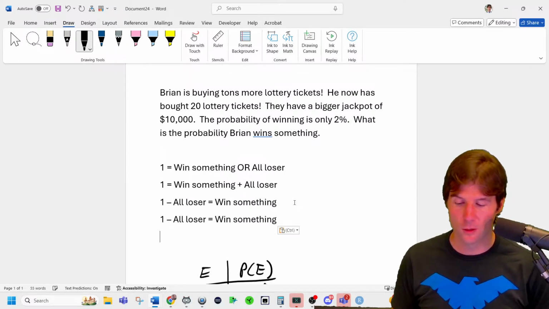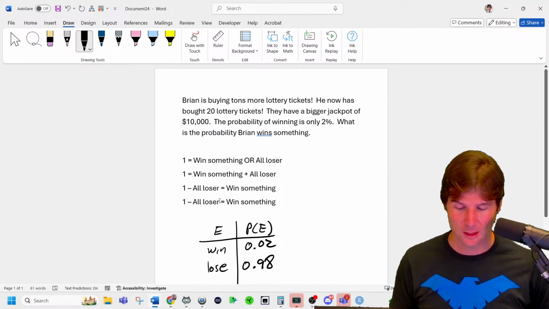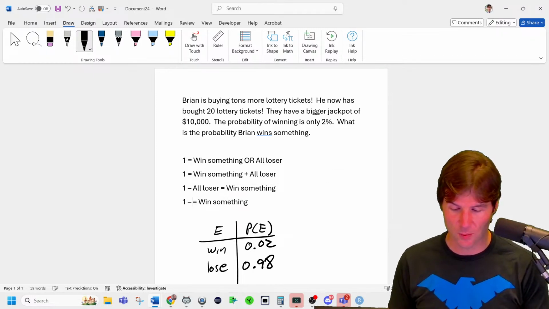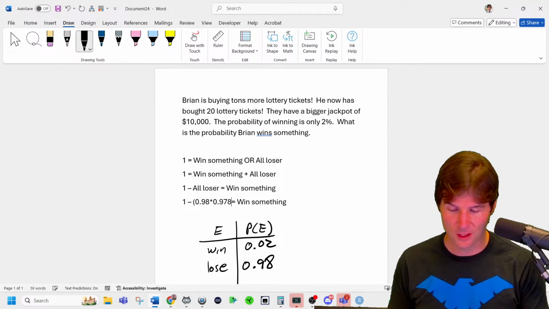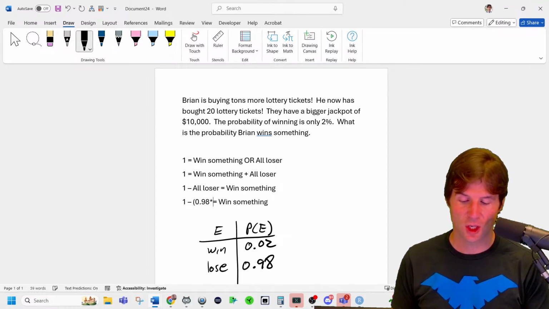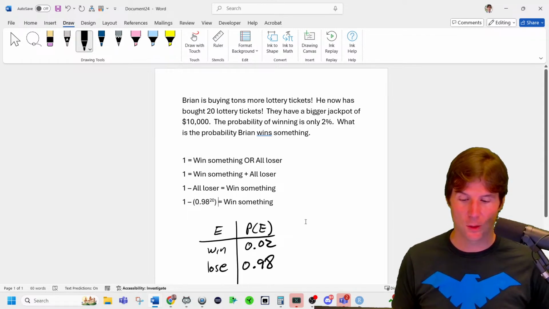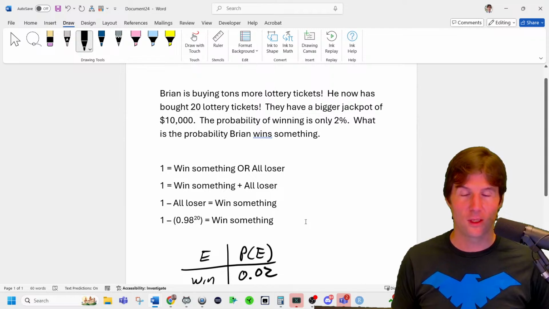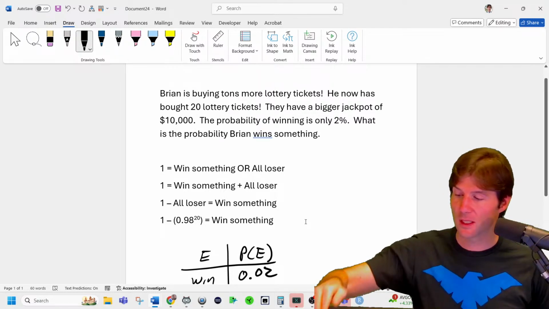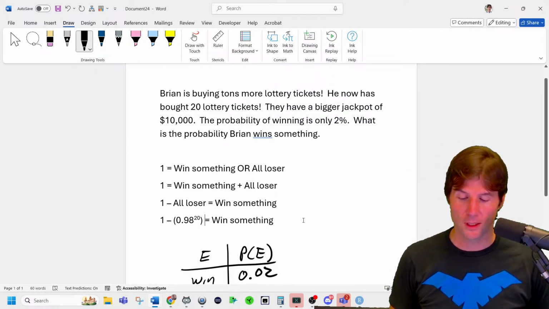So the probability of all losers is you lose on the first, you lose on the second, you lose on the third, the fourth, the fifth, and the sixth, and seventh, and 20th ticket. Why am I able to multiply the lottery tickets together when I say the probability of losing and losing and losing? Because each lottery ticket is independent of the others. The previous lottery ticket doesn't care about the next one. It doesn't matter. So they are all independent.